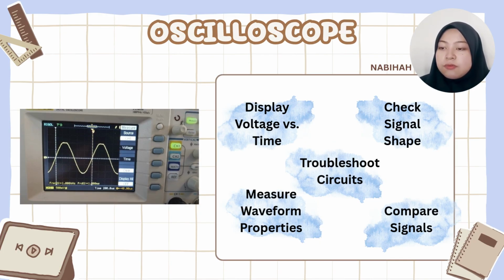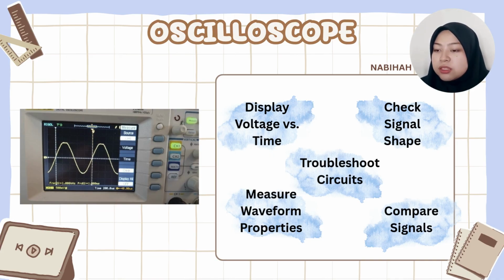Oscilloscope. The main function of the oscilloscope is first to display voltage with time. It shows how voltage changes over time using a graph, y equals voltage and x equals time. Second, you can measure waveform properties. You can measure amplitude, voltage level, frequency, period, rise or fall time, and phase difference.